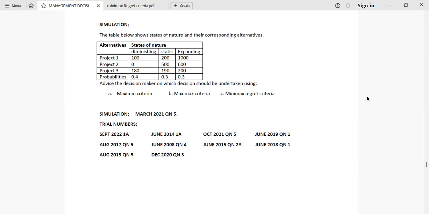And they are saying advise the decision maker on which decision should be undertaken using part A, max-min criteria, part B, max-max criteria, and part C, min-max regret criteria. We have also other numbers, trial numbers. There are very many, meaning this is the darling of the examiner. We have seen there are many numbers at least.